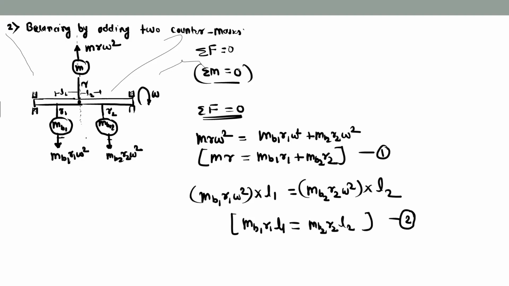So when we balance the system by adding two masses in different planes, then we need to satisfy these two conditions, summation of forces and summation of moment. So this is the basic idea about balancing. That means we remove the effect of the unbalanced force, that is the unbalanced centrifugal force, by adding the counter masses in the opposite direction.